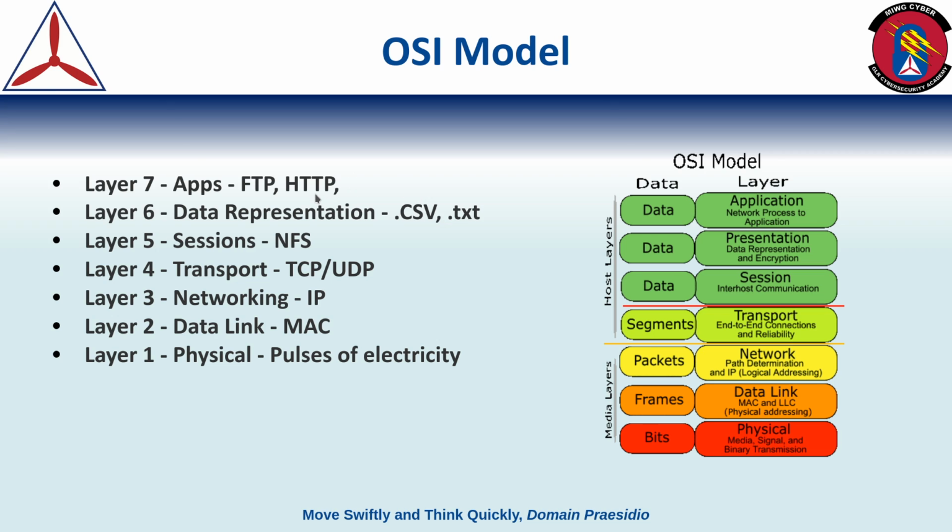Then the highest layer, we have the application layer. This is the HTTP, this is the FTP, this is the www, the HTTPS, etc., etc. This is what applications use.